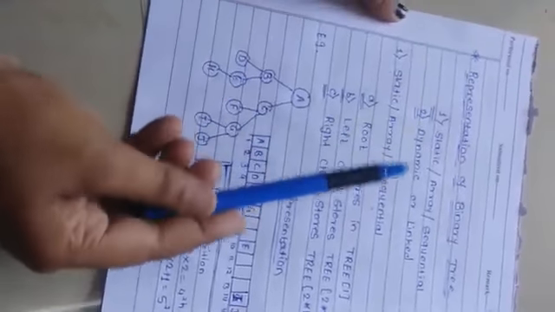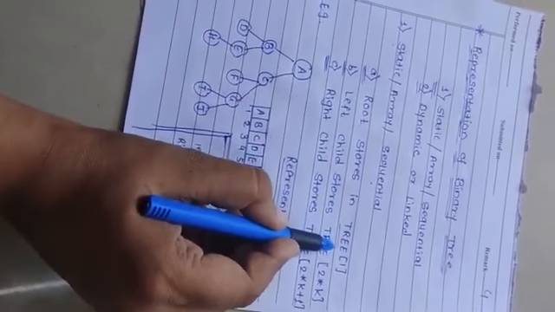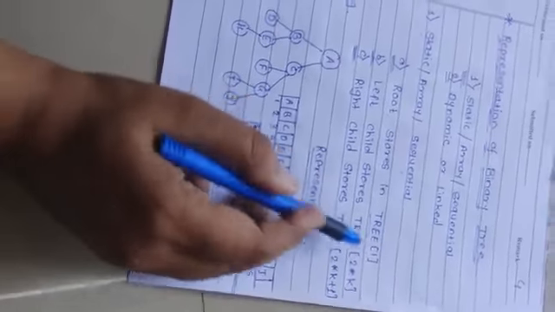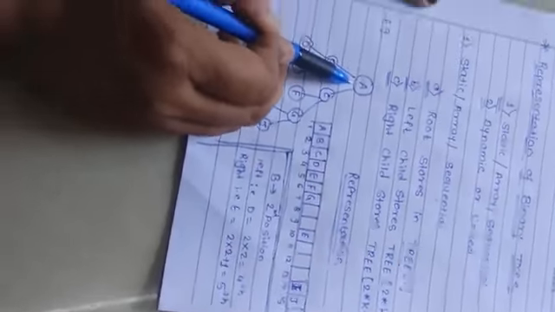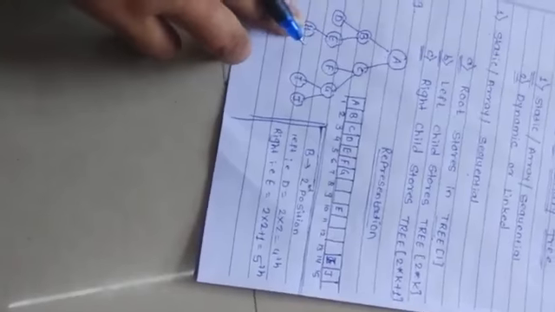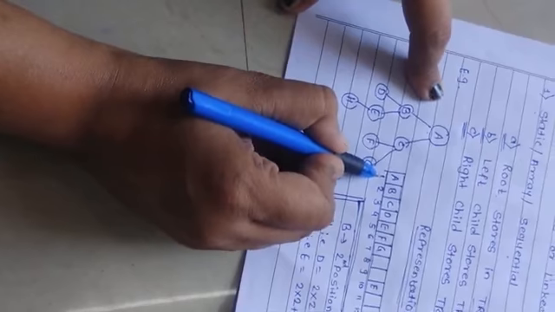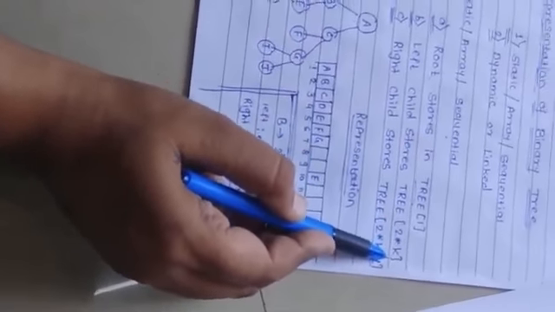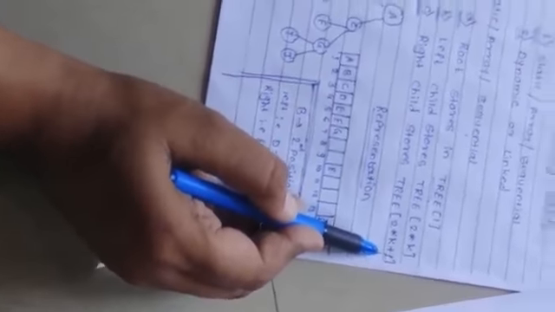Here, tree is the name of the array in which we are going to store the binary tree. The first position of the array tree stores the root node. Now look at this figure. Here A is the root node, so A is always stored in the first position of the array. According to the rule, the left child is stored at position 2 into k, and the right child is stored at position 2 into k plus 1.